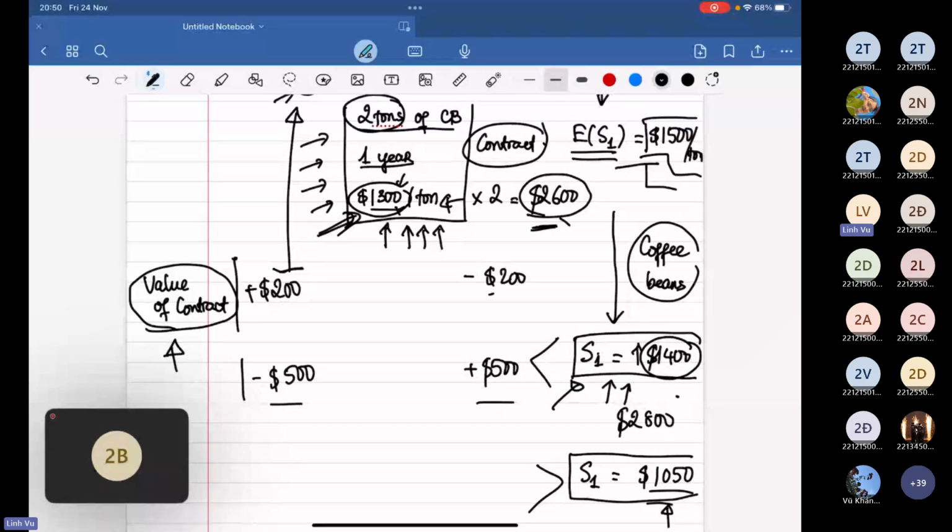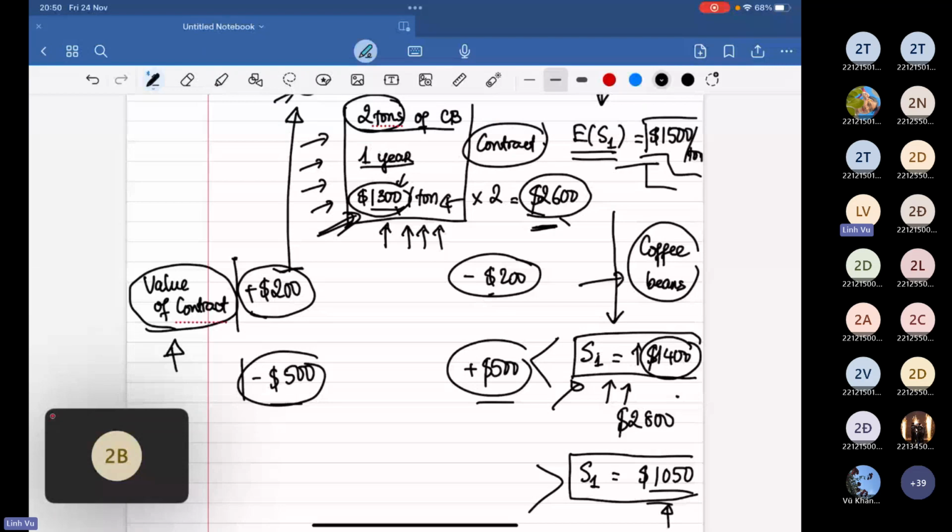Okay, so you can see that the value of the contract is either plus $200 or minus $200, yeah, minus $500 or plus $500 in this case. The value here depends on the price of coffee bean, and that is why we call this contract a derivative. Okay, it is a derivative. It does not have actual value, but the value depends on the value of another asset we call the underlying asset.